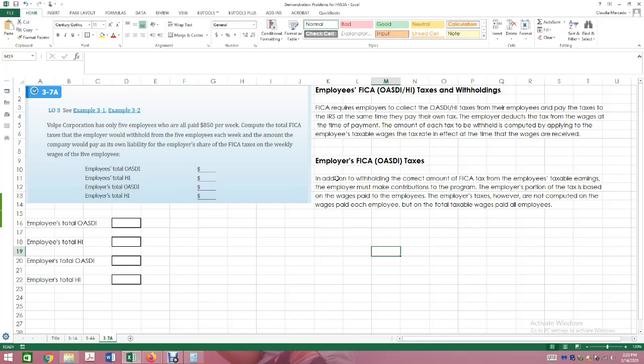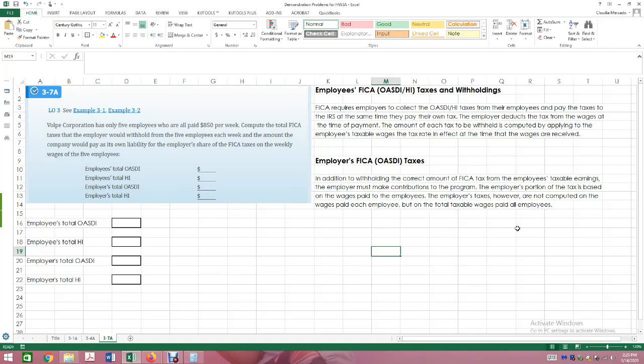Now, when we are calculating the employer's taxes, it's different. Okay? In addition to withholding the correct amount of the FICA tax from the employee's taxable earnings, the employer must make contributions to the program as well. The employer's portion of the tax is based on the wages paid to the employees. The employer's taxes, however, are not computed on the wages paid to each employee, but rather on the total taxable wages paid to all employees.